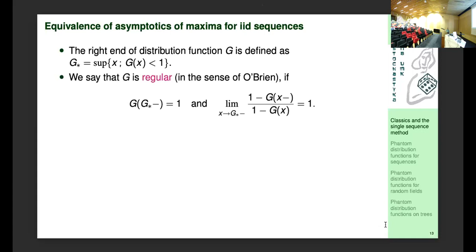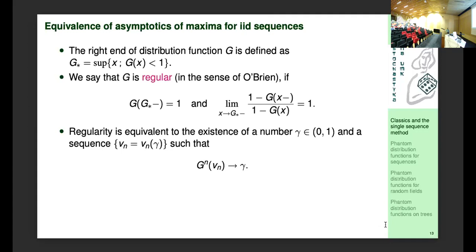We say that G is regular in the sense of O'Brien if in its right end of the distribution it's continuous, so there is no atom in the right end, and jumps do not dominate the tail. So jumps are allowed, but they do not dominate the tail. This notion, of course, we call regular. It's our name, but of course the observation was in fact done in the 70s by O'Brien.